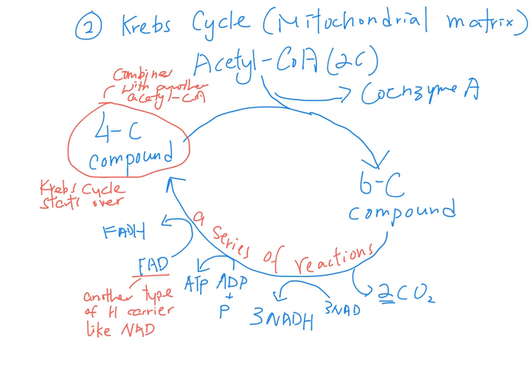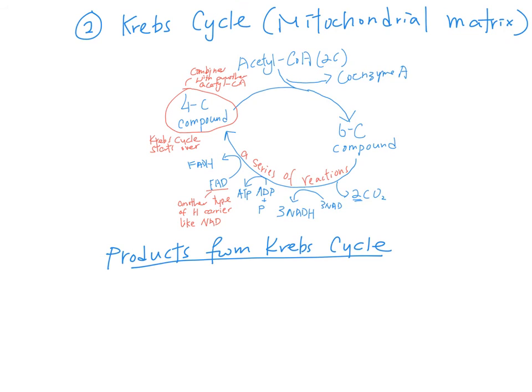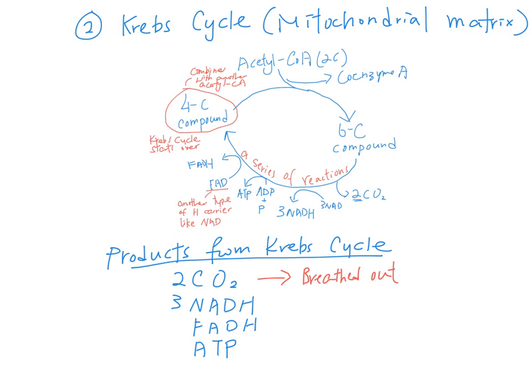Now, as a summary, let's take a look at the products formed from the series of reactions in Krebs cycle. So we have 2 carbon dioxide, and then we have 3 NADH, we have FADH, and also we have ATP. The carbon dioxide that is given out will then be released from the body, while the NADH and the FADH will be used for the next step to release even more ATP. The ATP released from the Krebs cycle is ready for use by the cell.